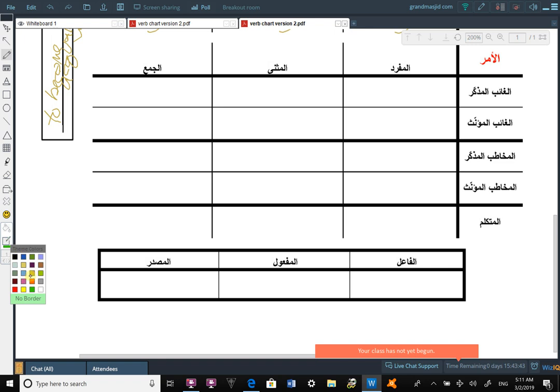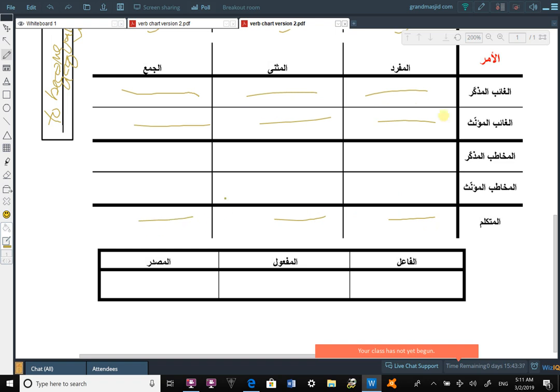Your command verbs, there are no third person nor first person. So we have tata'arrafu, right? Tata'arrafu. Instead of putting a dhamma, we put a sukoon. We drop our present tense letter. We have ta'arraf.